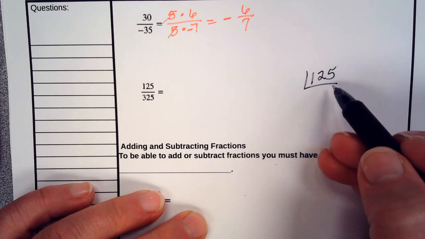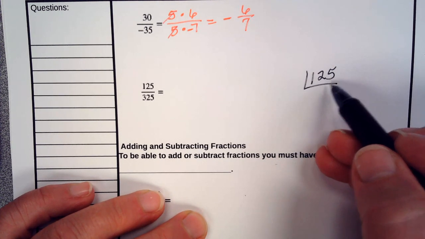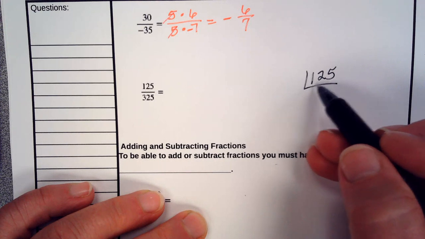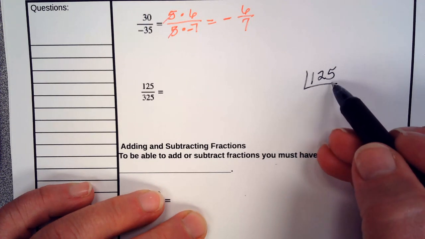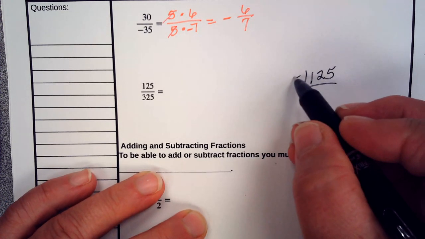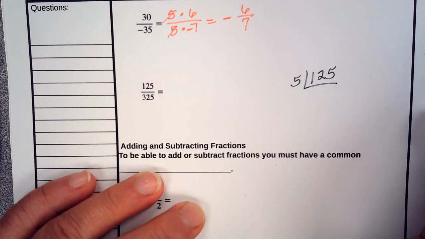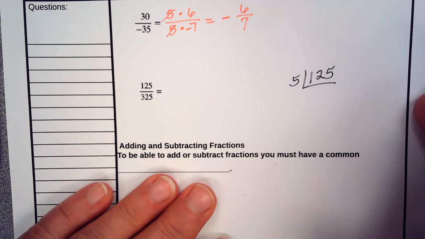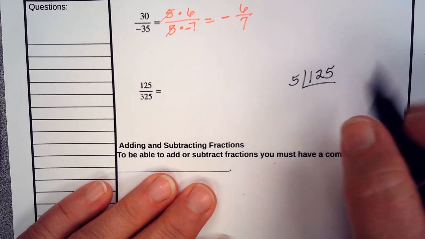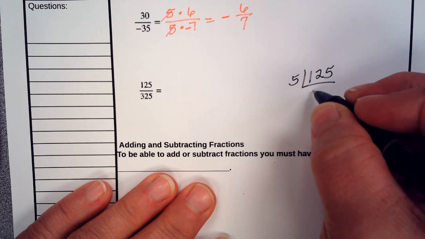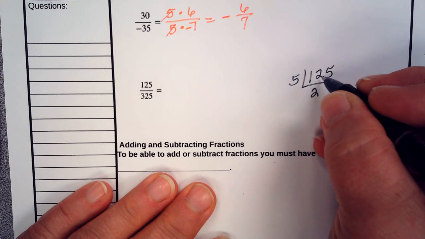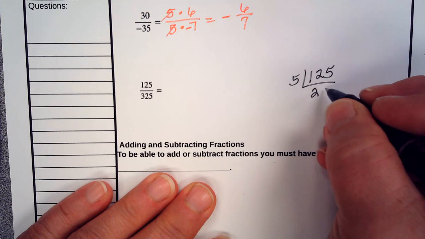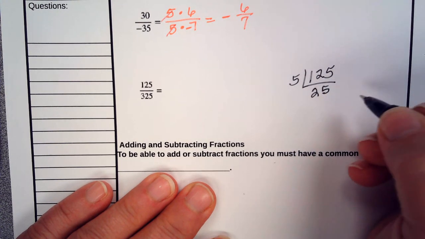Okay, 125. I can divide it by 5. I can't divide by 2, I cannot divide by 3, so 5 is the smallest prime number I can divide by. 5 goes into 12 2 times, that gives me 10. I'm left with 25, so that I divide by 5 and it's 5.